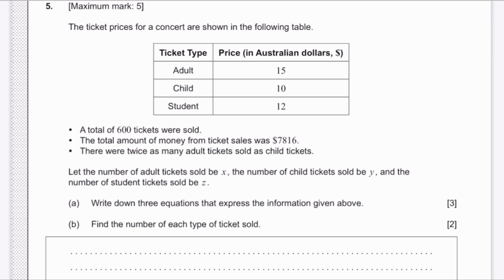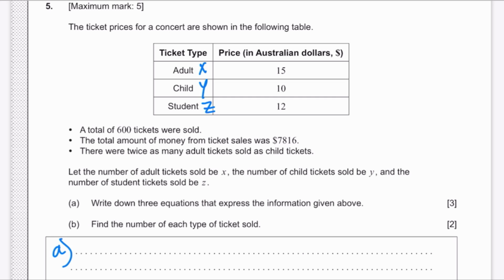On to question number 5. In question number 5, you have the ticket prices for a concert are shown in the following table. A total of 600 tickets were sold. The total amount of money from ticket sales was $7,816. There were twice as many adult tickets sold as child tickets. Let the number of adult tickets sold be X, the number of child tickets sold be Y, and the number of student tickets sold be Z. So we have X, Y, and Z. It says write down 3 equations that express the information given above.